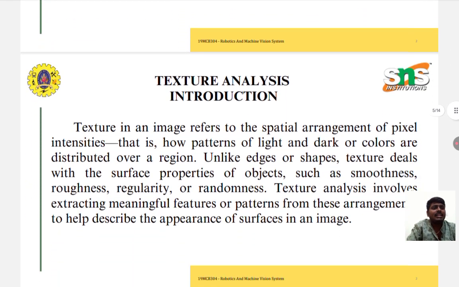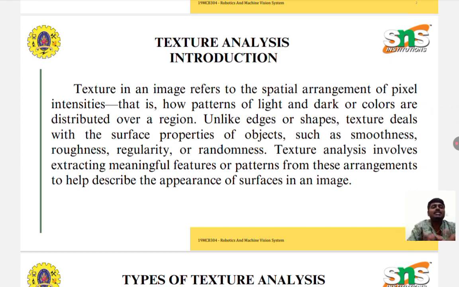And what is texture analysis? Texture in an image refers to the spatial arrangement of pixel intensities. For example, we take an image on a smartphone. The image is divided into numerous pixels. In a normal image we can get the pixel resolution, for example 1000 by 480. That pixel rate is how we are intensifying it and how we are differentiating the light colors from the dark colors over a distributed area of the region.